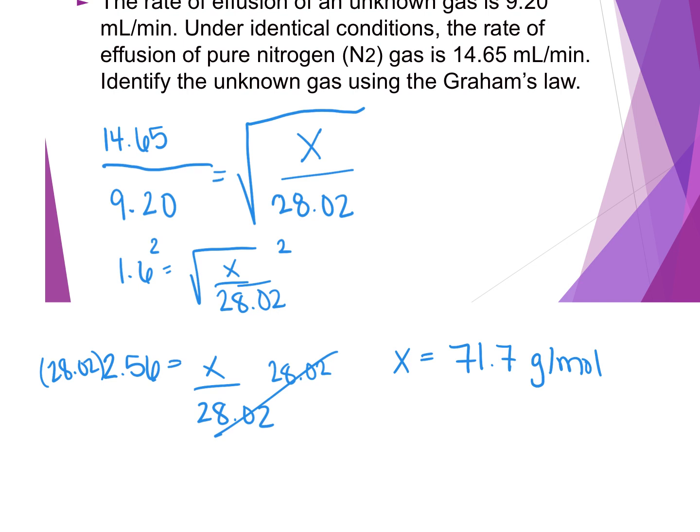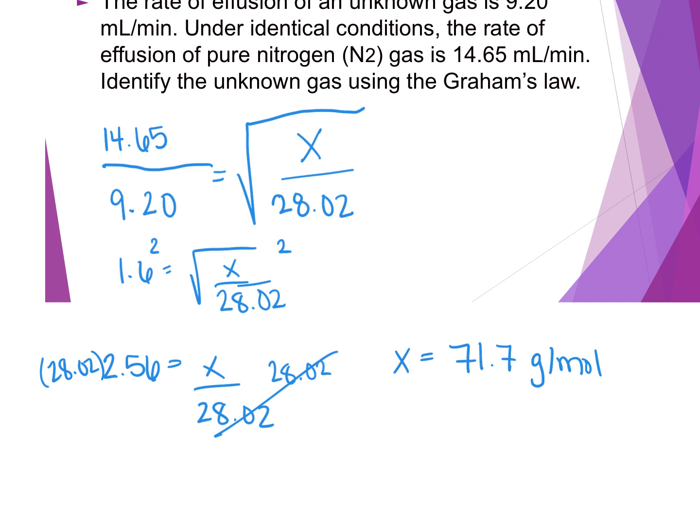So the final step is to actually identify the unknown. 71.7 is a molar mass. So if you look at the periodic table, is there any element that has a molar mass of like 71.7? Does anyone have a mass of 71.7-ish? No, right? We're not finding anything. Gallium is 69.7 and germanium is 72.6, but nothing's like 71.7.